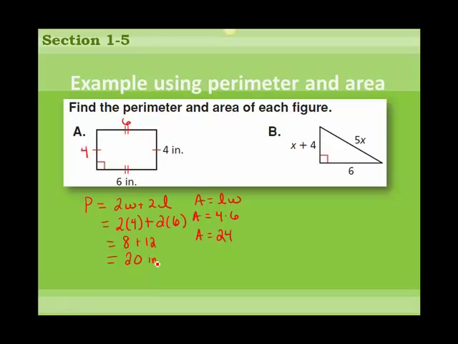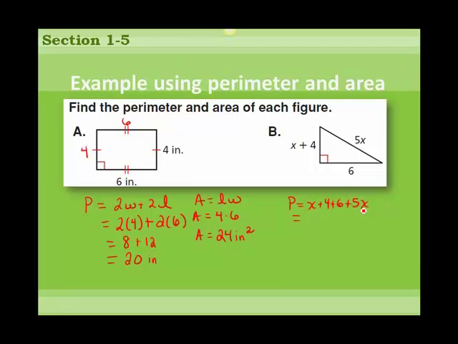So this would be 20 inches, and because we did inches times inches, this would be 20 inches squared. Here we have x's, so our answer will probably have x's, or will have x's if nothing cancels out. So the perimeter, I have to add all three sides, A plus B plus C, so we get x plus 4 plus 6 plus 5x.